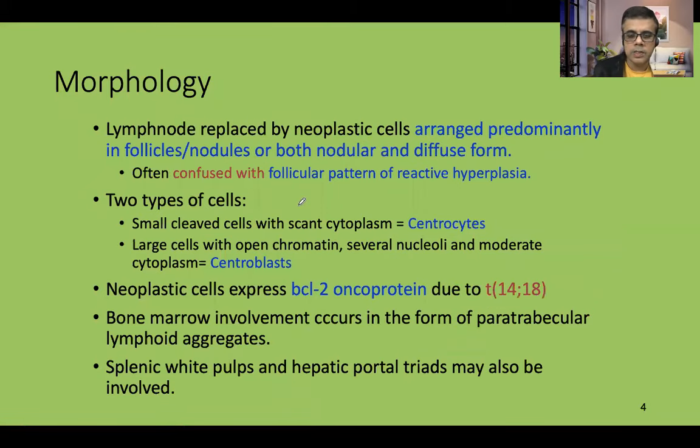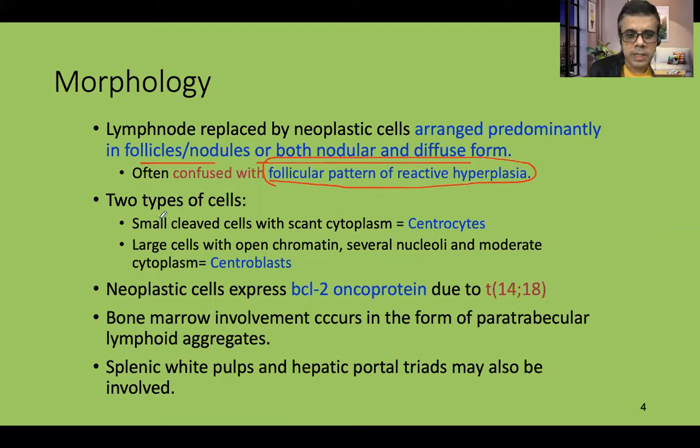So coming to the morphology, the lymph nodes are replaced by neoplastic cells that are arranged predominantly in follicles or nodules, or both nodular and diffuse form. Lymph nodes and other lymphoid organs have a predominantly follicular or nodular arrangement, and sometimes both nodular and diffuse, a mixed kind of arrangement, may be seen. The most common differential diagnosis is the follicular pattern of reactive hyperplasia that is seen in conjunction with various reactive, inflammatory or infective conditions.